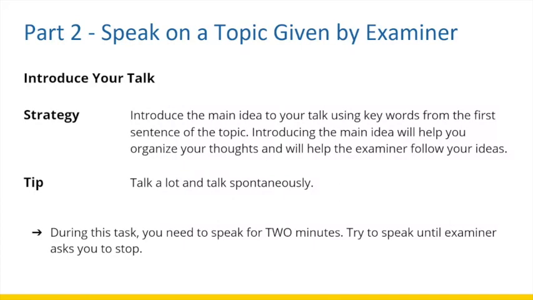Another important point to remember is that you need to talk a lot and you need to make sure you are speaking spontaneously. So you are not memorizing some specific sentences or vocabulary words, but using your own words.